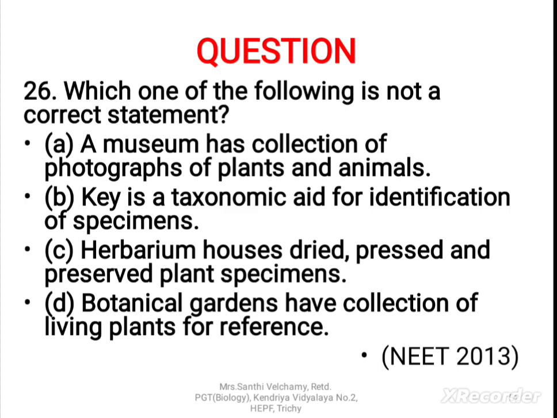26th question, which one of the following is not a correct statement? A. A museum has collection of photographs of plants and animals. B. Key is the taxonomic aid for identification of specimens. C. Herbarium houses dried, pressed, preserved plant specimens. D. Botanical gardens have collection of living plants for reference. The correct answer is A. A museum has the collection of photographs of plants and animals. It is not a correct statement.